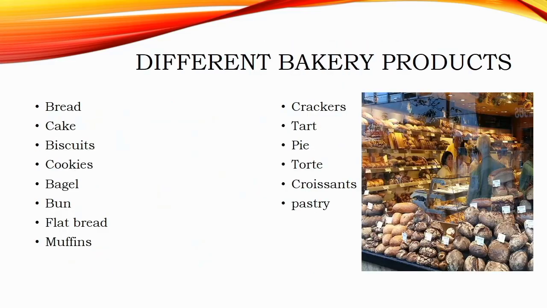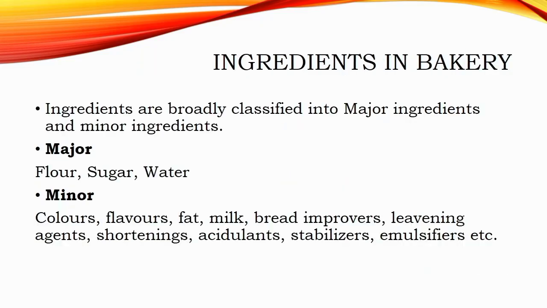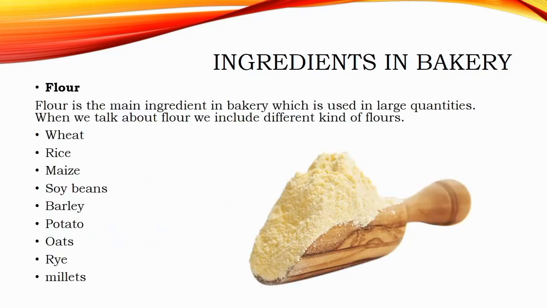Different bakery products: bread, cake, biscuits, cookies, bagel, bun, flatbread, muffins, crackers, tart, pie, torta, croissants, pastry. Ingredients in bakery are broadly classified into major ingredients and minor ingredients. Major: flour, sugar, water. Minor: colors, flavors, fat, milk, bread improvers, leavening agents, shortenings, acidulants, stabilizers, emulsifiers, etc.